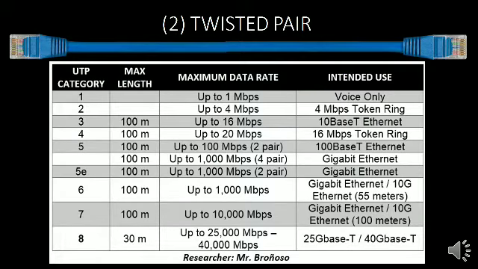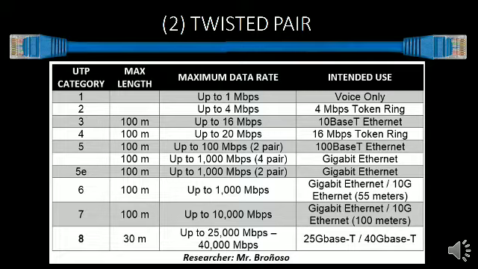UTP category 1. Maximum length none, maximum data rate up to 1 Mbps and intended use voice only. 2. Up to 4 Mbps, 4 Mbps token ring. 3. 100 meter, up to 16 Mbps, 10 base T Ethernet. 4. 100 meter, up to 20 Mbps, 16 Mbps token ring.